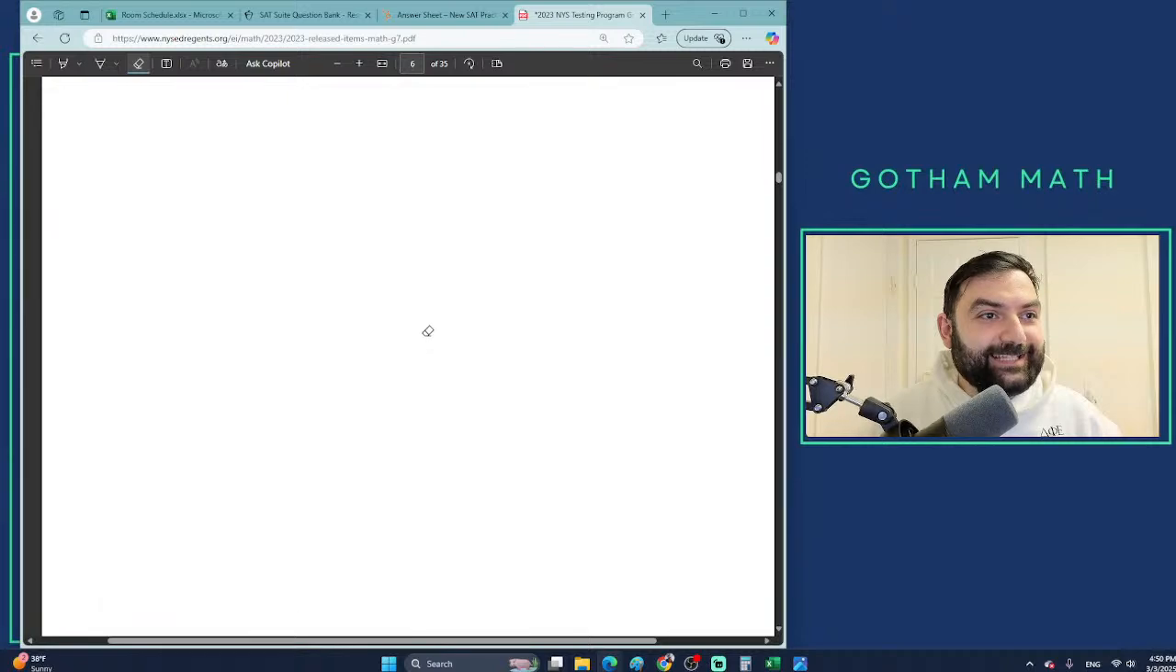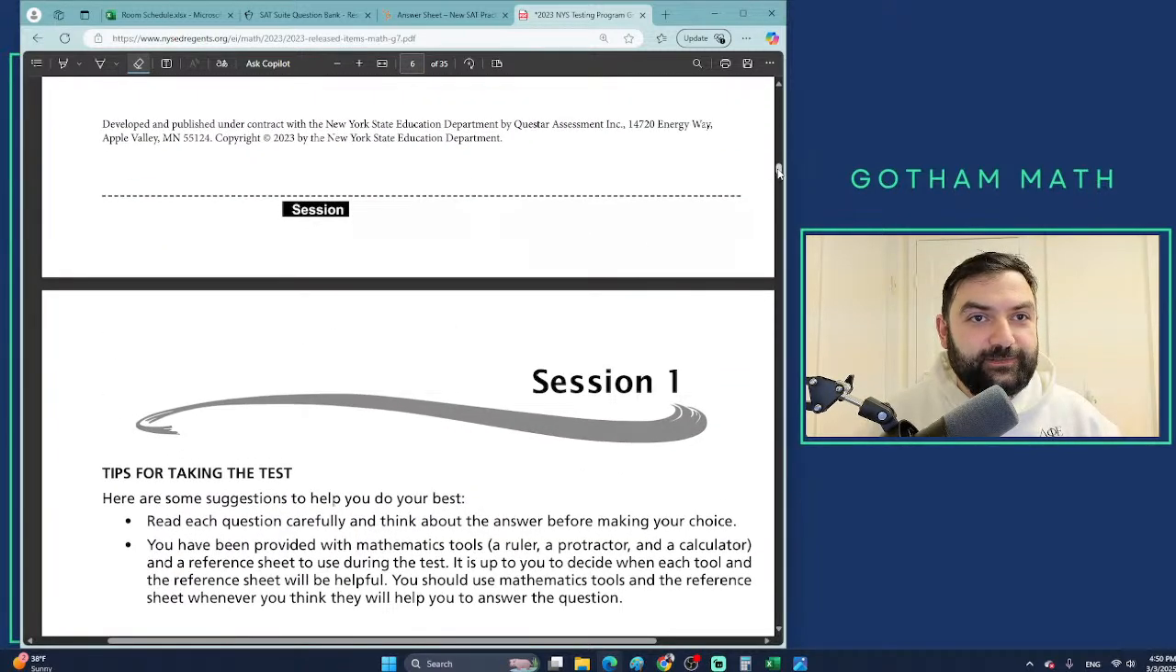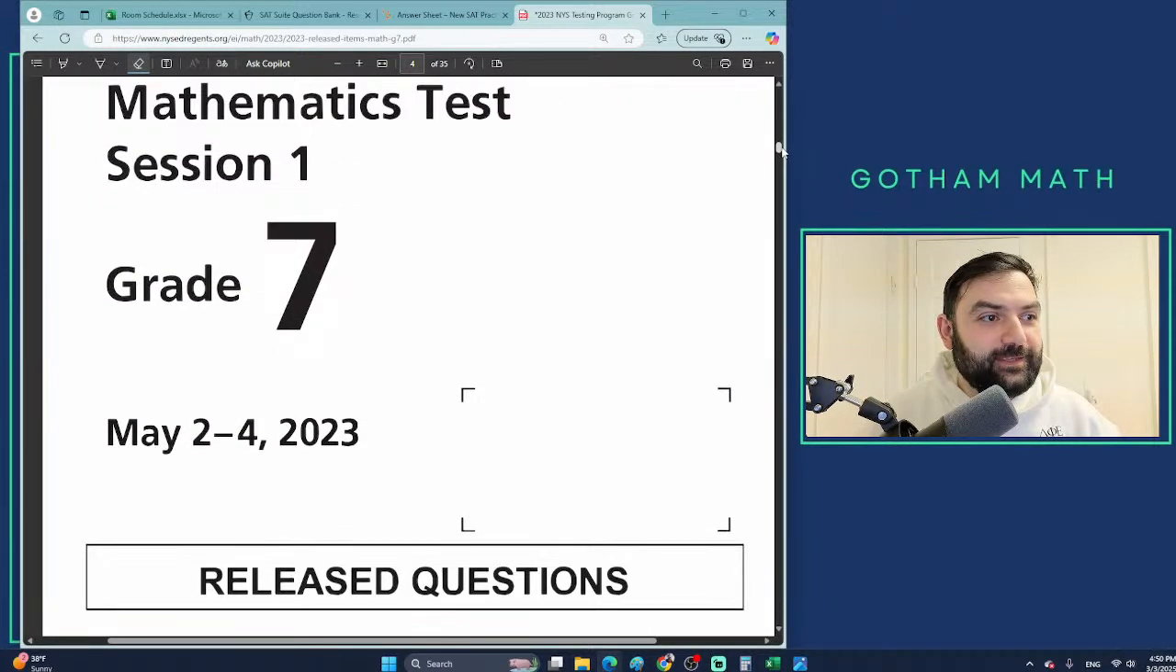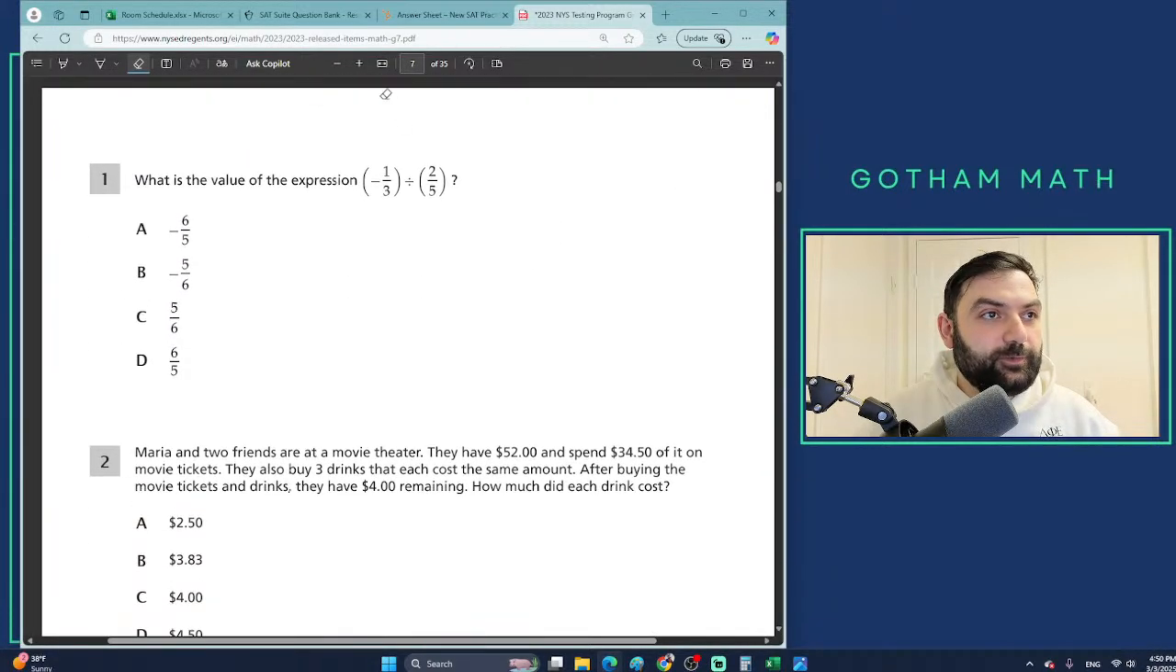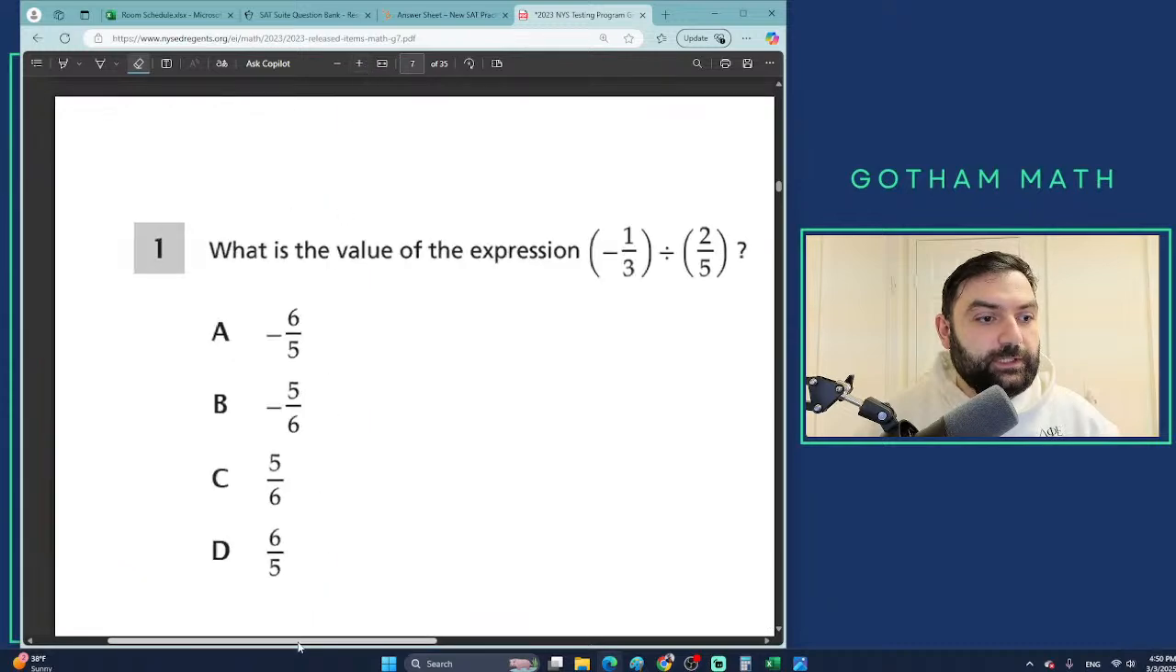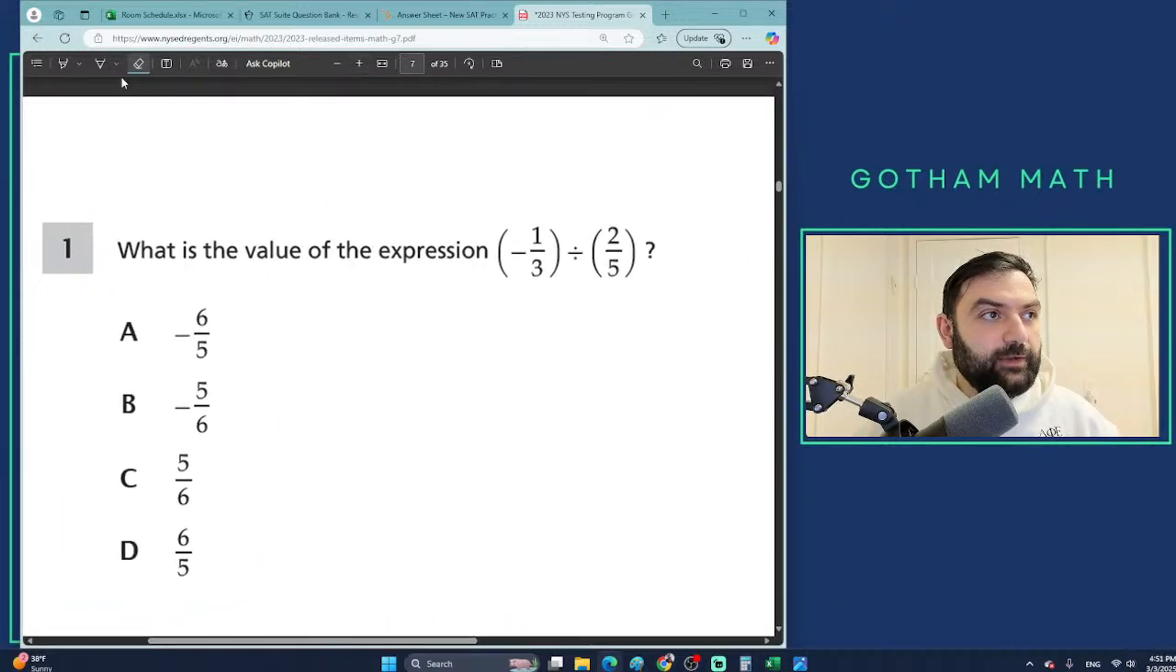We are at the 2023 7th grade state test. And we are starting with this question where we have to find the value of the expression negative 1/3 divided by 2/5. This is a classic keep, change, flip rule.